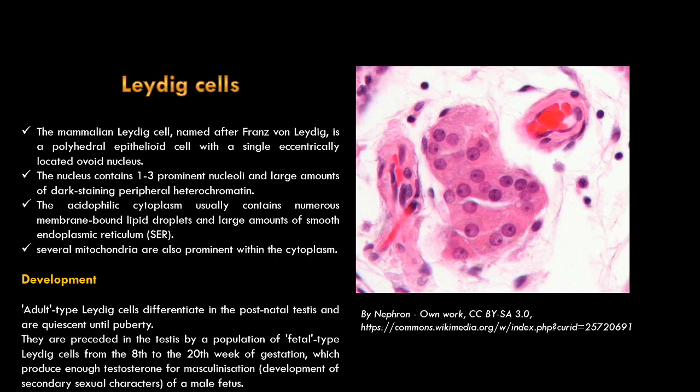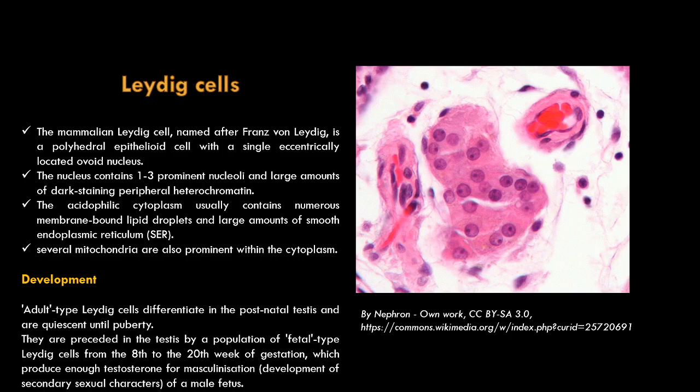Now each nucleus contains 1 to 3 prominent nucleolus or nucleoli and large amounts of darkly staining peripheral heterochromatin. The cytoplasm is acidophilic and contains numerous lipid droplets and large amounts of smooth endoplasmic reticulum. So like the Sertoli cells, Leydig cells are also rich in smooth endoplasmic reticulum, which plays a role in lipid metabolism. There are also several mitochondria present in the cytoplasm.